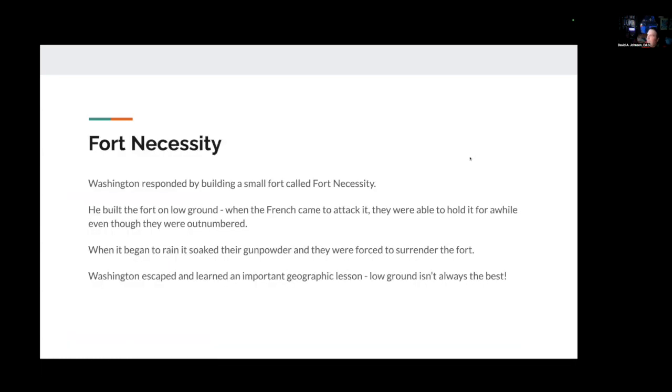Washington ended up building a small fort called Fort Necessity. He built it on low ground. I can listen to Phil talk for days about locations of forts and why they were either defensible or indefensible. But in this particular case, he built the fort on low ground, and the French came to attack it. They were able to hold it for a little while, even though they were outnumbered. But when it began to rain, soak their gunpowder, they were forced to surrender the fort. Washington escaped and learned an important geographic lesson: low ground isn't always the best.